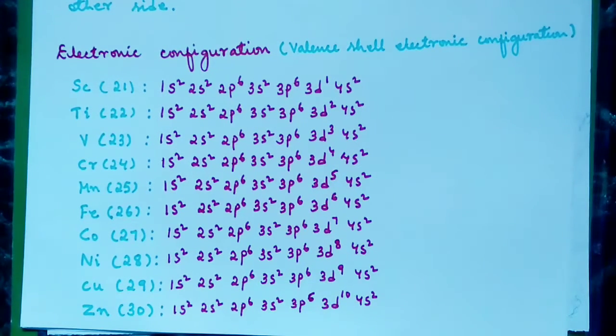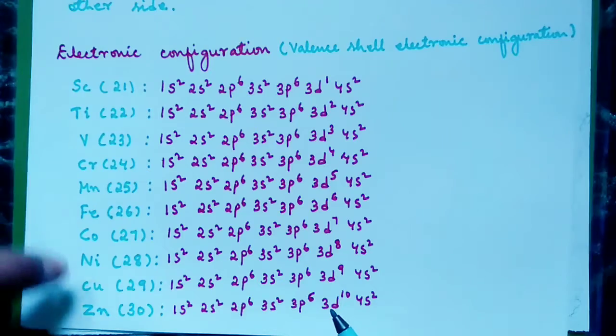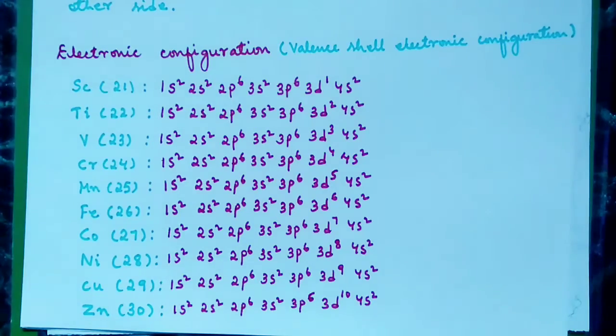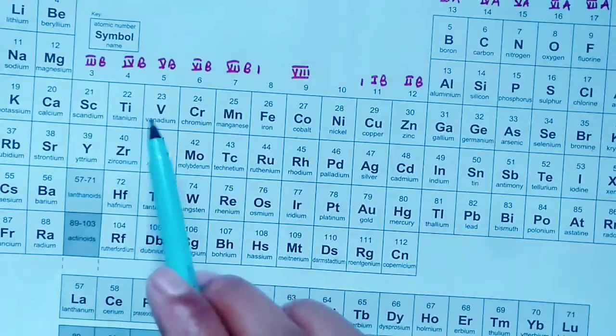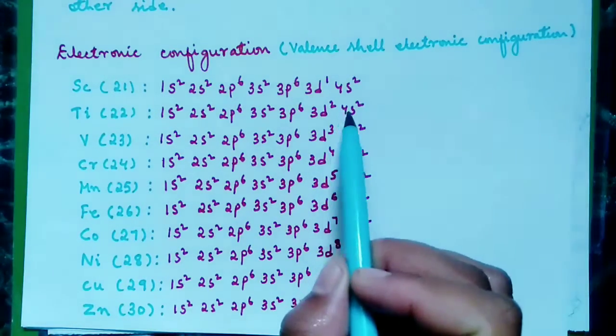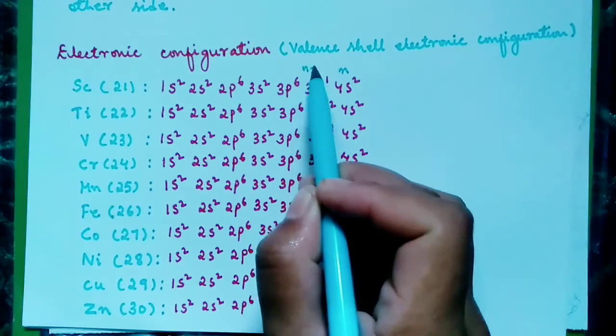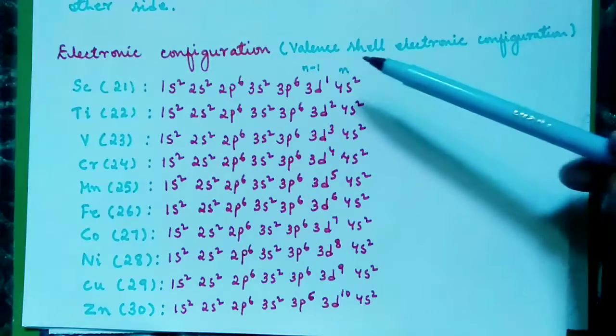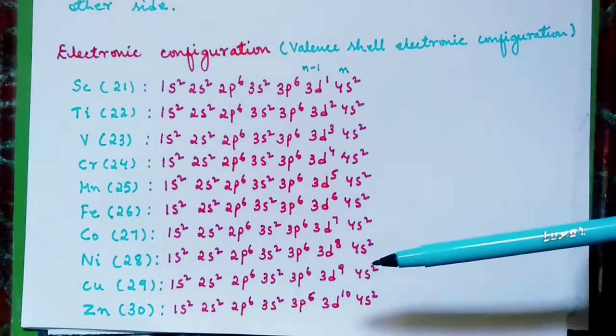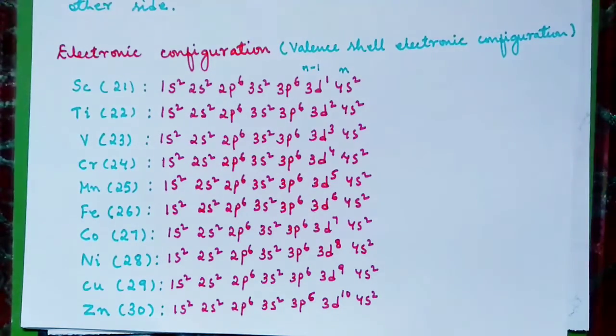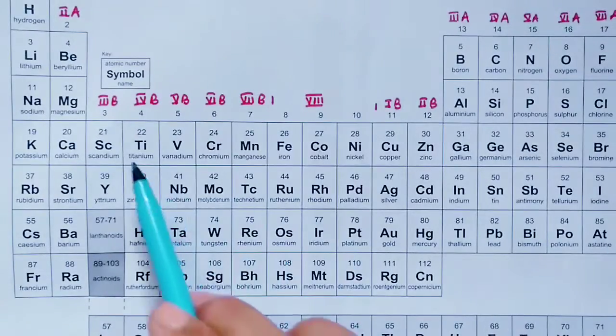Next we come to the valence shell electronic configuration of the d block elements. Here I'm writing the electronic configuration of scandium, titanium, vanadium up to zinc. That means the elements of the 3d series. So from here, this 4 is our n, and this 3 is our n minus 1. So if n is 4, then n minus 1 will become 3. That is for the 3d series elements.